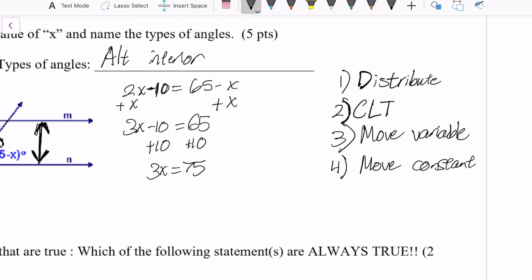Now, step 5. We're finally here. We're on our last step. We need to divide. So I divide both sides by what's attached to the x, and I get x equals 25.